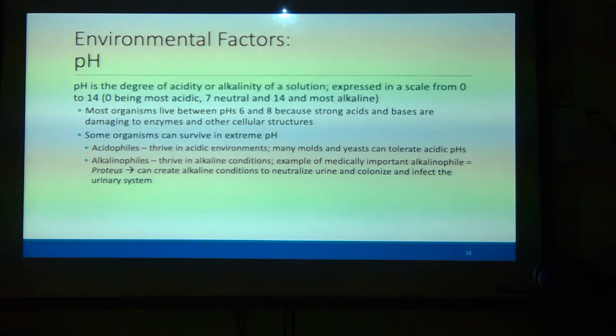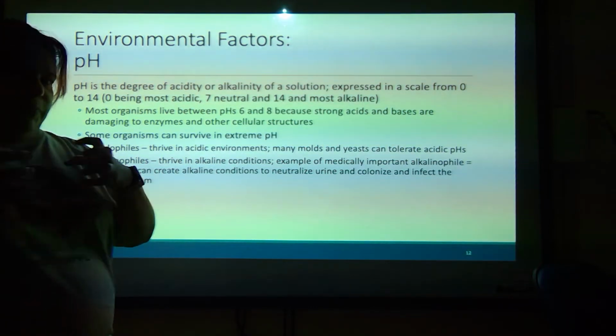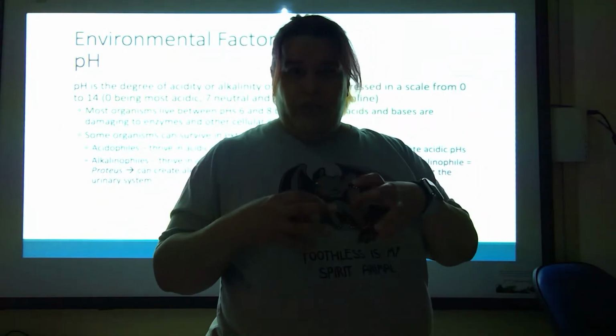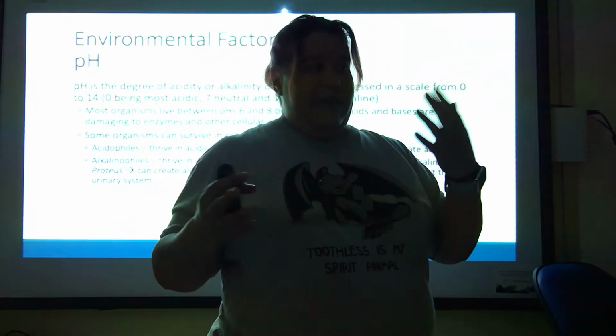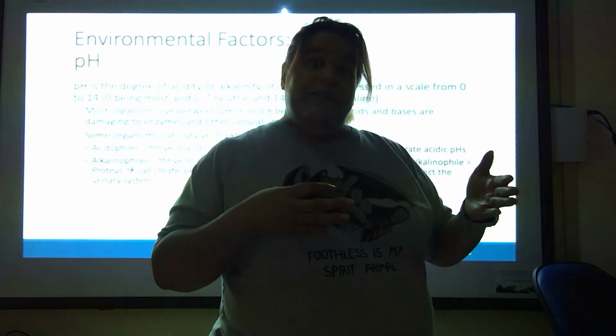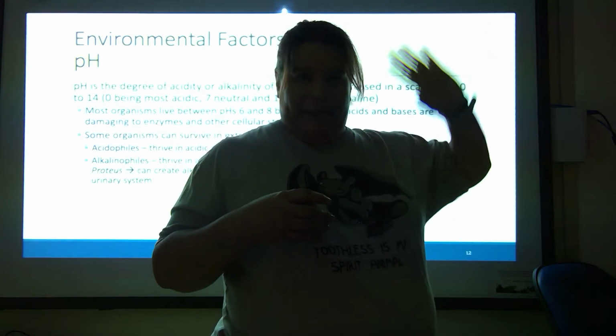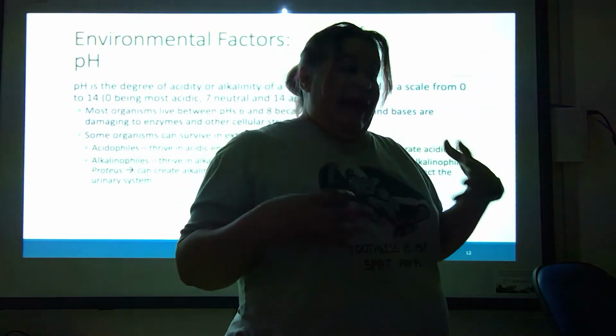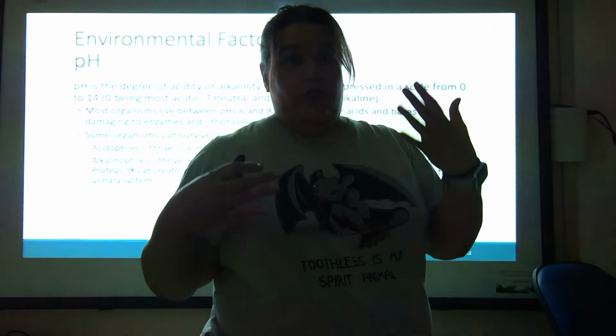So an example of a medically important alkalinophile would be Proteus. Proteus can actually create alkaline conditions to neutralize your urine, and when they do that, it creates the perfect environment inside the bladder for them to grow because they've changed the pH so much. Again, they are alkalinophiles. They want it at a higher pH where it's more basic, where their window is to thrive.